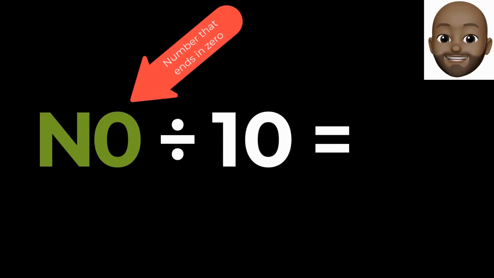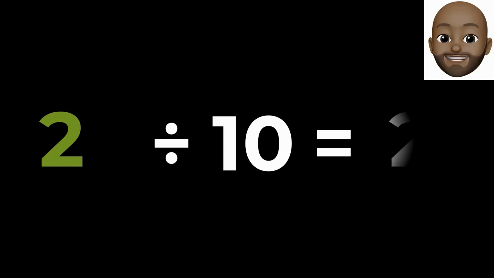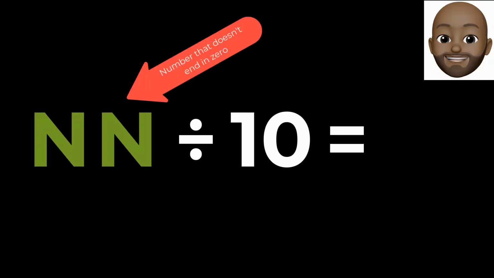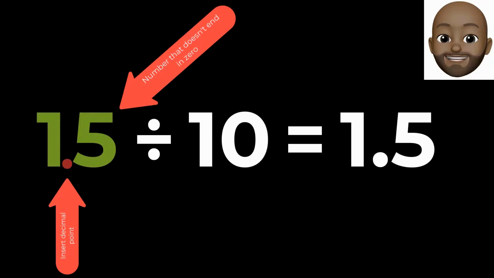To divide any number that ends in 0 by 10, simply remove the 0 from the number. Example, 20 divided by 10. Just remove the 0, and 2 is the answer. To divide any two-digit number that doesn't end in 0, simply insert a decimal point between the numbers. For example, 15 divided by 10. Simply insert a decimal point between the 1 and the 5, and the answer is 1.5.